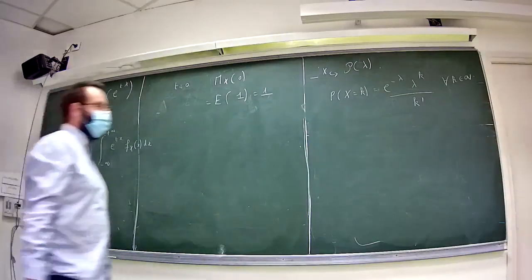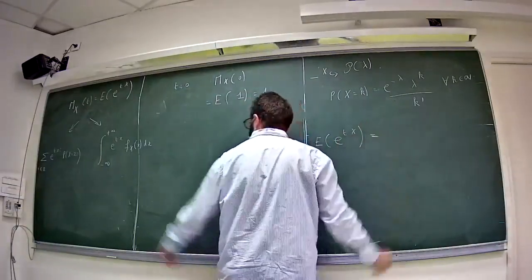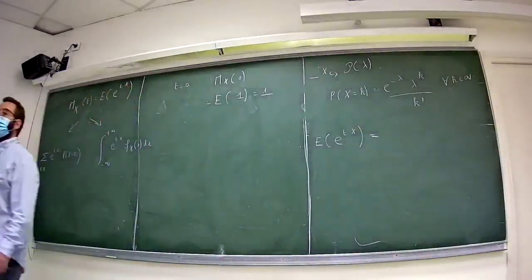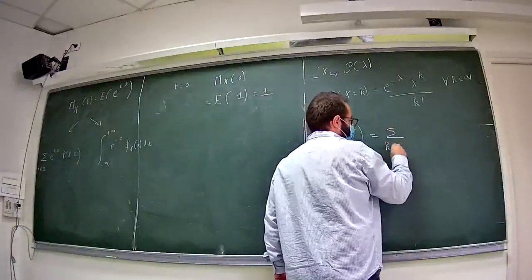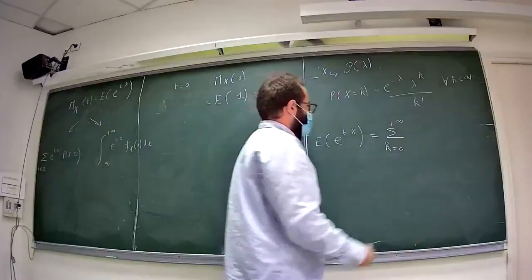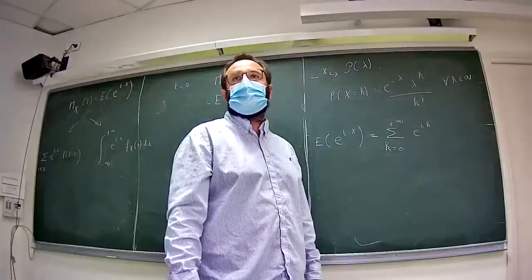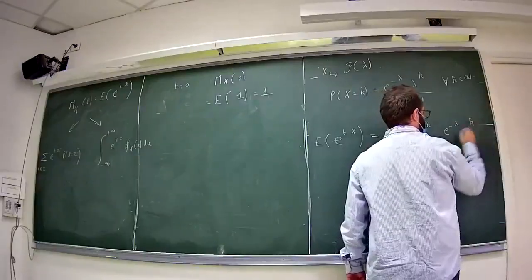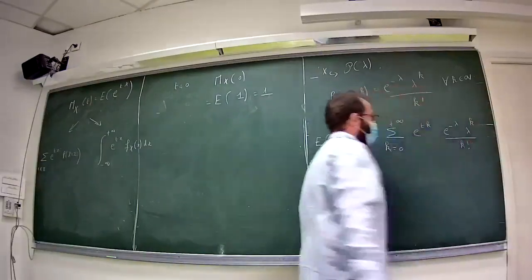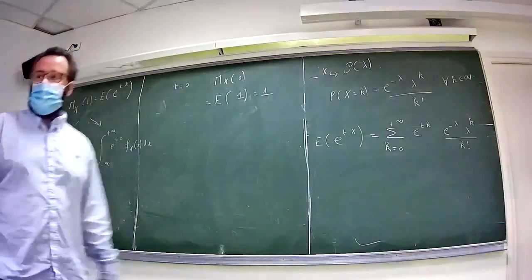What I want to compute is the expectation of the exponential of t capital X. From the definition of the expectation in the discrete case, it will be a sum from k equal to 0 to plus infinity of exponential t k multiplied by the probability that X is equal to k, that is exactly what I write in here. My question now is how to compute this sum. It seems to be complicated, but in fact it is not.